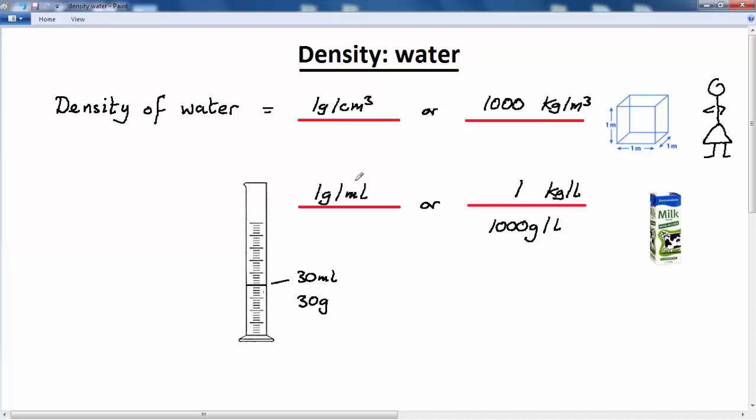So it's important when we're dealing with water to be able to transfer between volume and weight. I know that that 30 millilitres of water weighs 30 grams. If I half fill this container here with water, then the mass of the water will be 500 kilograms.